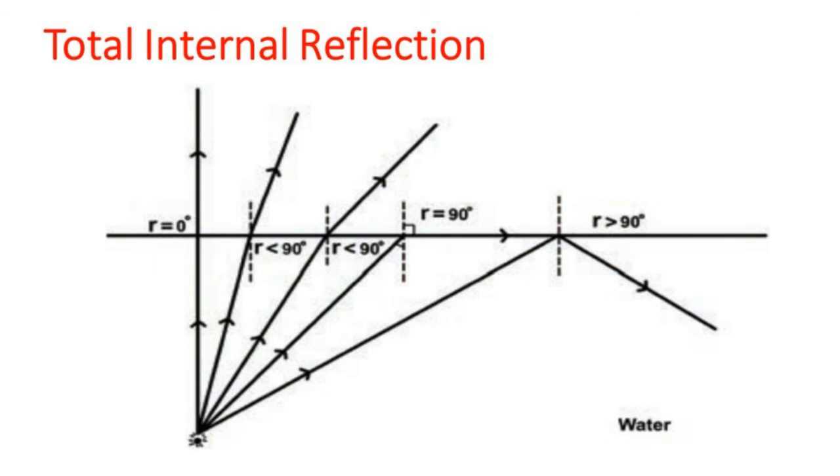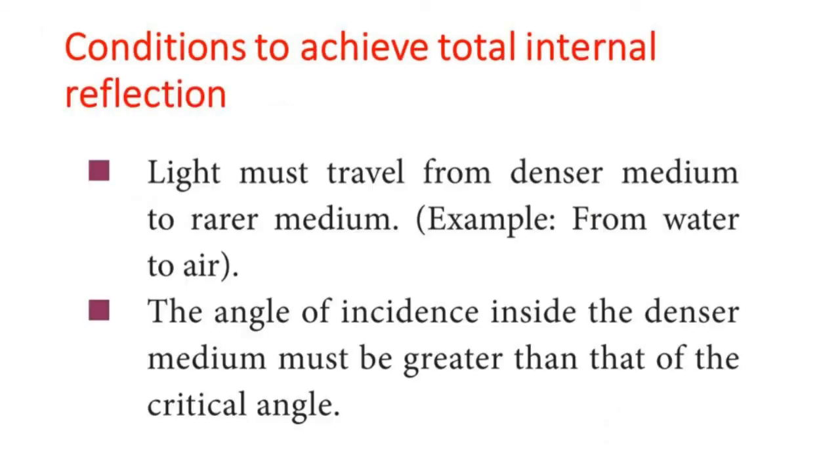At this angle, the refracted ray grazes the surface of separation between the two media. When the angle of incidence exceeds the value of critical angle, the refracted ray is not possible. Since r is greater than 90 degree, the ray is totally reflected back into the same medium. This is called total internal reflection.